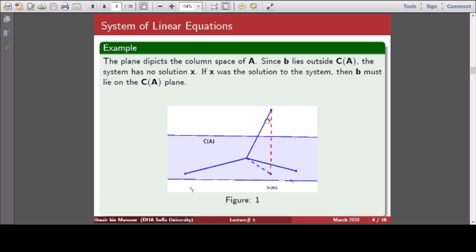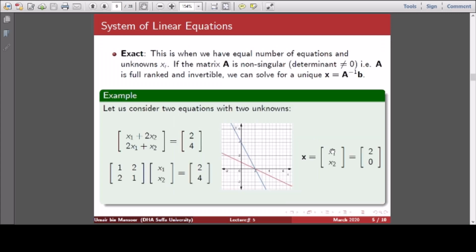So this is the actual B. Okay. So we are going to look at this separately and treat it in a deeper way. Okay, now the exact solution. Now exact solution is when you have the same number of equations and unknowns. So what does this imply? It implies that you have a square matrix A.